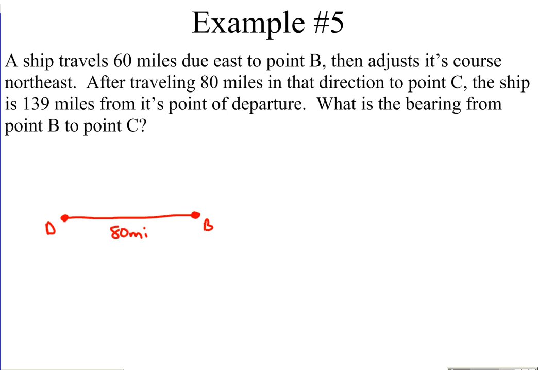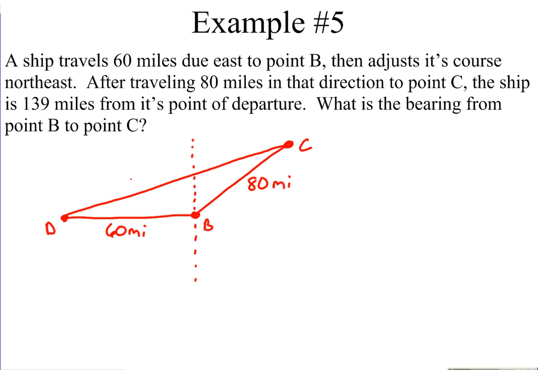It then adjusts its course northeast. So if I draw in a north-south line here, we know the ship then is going to travel in this direction to point C, and it goes 80 miles in that direction. Sorry, this down here was 60, not 80. Now we're looking for the bearing from point B to point C. We know now at point C, it's 139 miles from its point of departure.